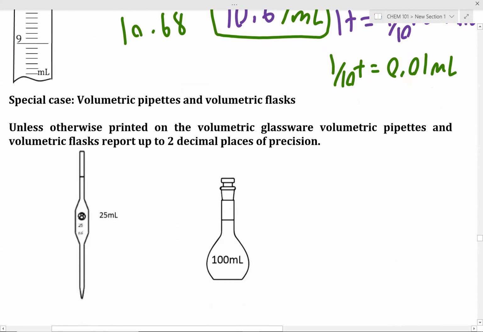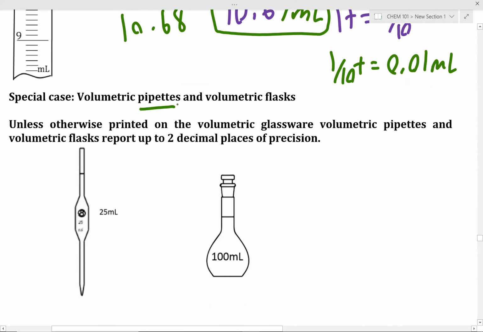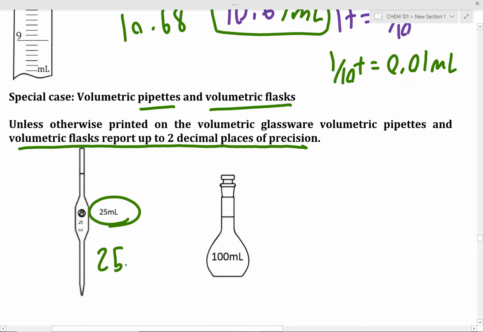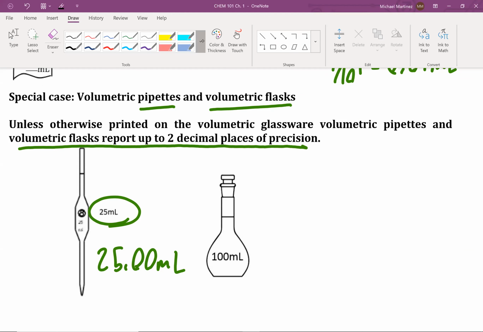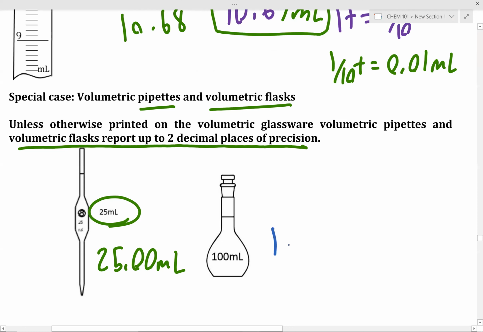So just a special case for volumetric pipettes and volumetric flasks. Unless otherwise printed, volumetric flasks report up to 2 decimal places of precision. So when you see a 25 mil volumetric pipette, it's really saying it reports 25.00 milliliters. Likewise, a 100 milliliter volumetric flask will report up to a precision of 100.00 milliliters. Does that make sense? Okay.